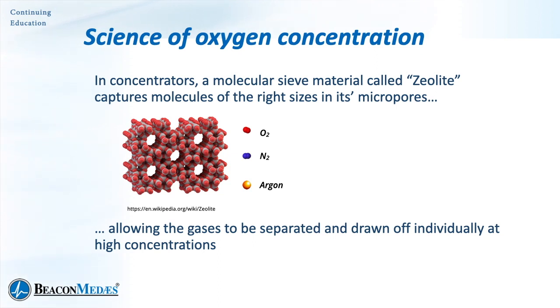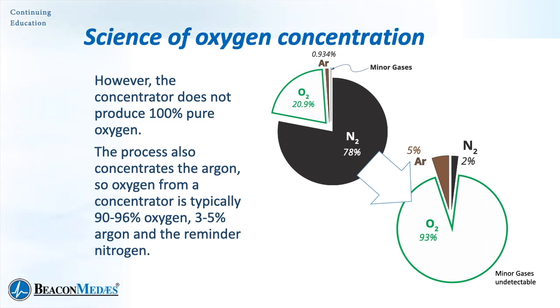So as they pass through the packing or through the column where the zeolite is packed, we're going to relatively slow down one gas relative to another. So the zeolite is going to absorb or hold back one gas and allow the other to pass more quickly. And by doing this, we can draw off a very high purity concentration of oxygen or of nitrogen. And the interesting thing about the concentrator as we have it, it actually is a very good argon concentrator.